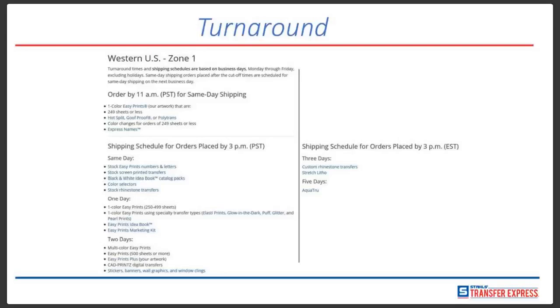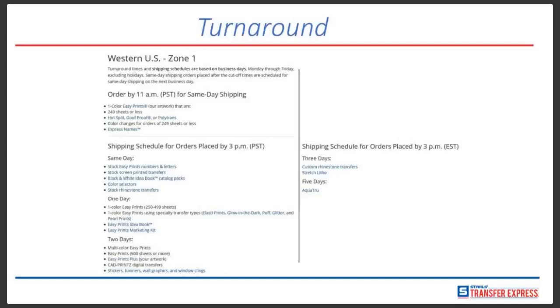For the one day, again, we have the one color Easy Prints, 250 to 499 sheets. Those ship out the same day. Or actually, I'm sorry, that's a one day. It ships out the next day. We have one color Easy Prints using our special transfer types like Elasti Print, Glow in the Dark, Puff, Glitter, and Pearl prints. If you order our Easy Prints idea book, for example, that will also be a one-day shipping, and as well as our Easy Prints marketing kit.